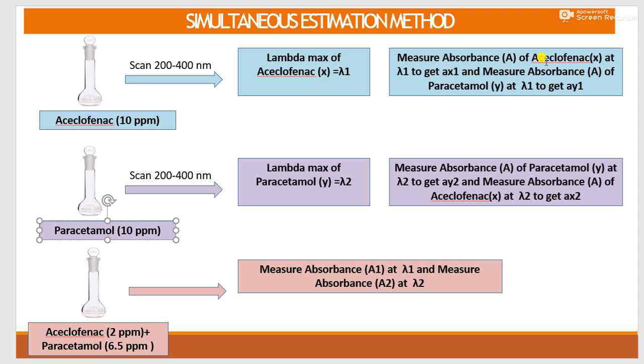So you will get 4 absorbances for X and Y at lambda 1 and lambda 2, and absorbance you have to convert into absorptivity. So you will get AX1, AX2, AY1, AY2. Now for the sample solution you have to measure absorbance at lambda 1 and lambda 2. So absorbance of sample solution at lambda 1 will be capital A1 and absorbance of your sample solution at lambda 2 will be capital A2.